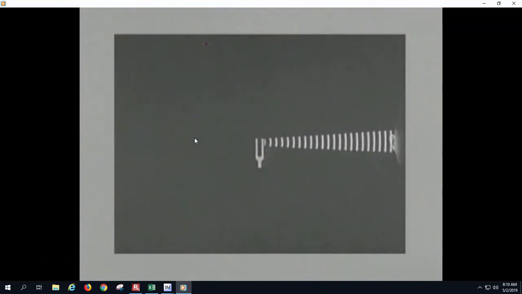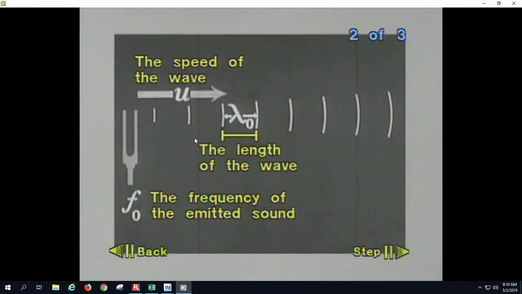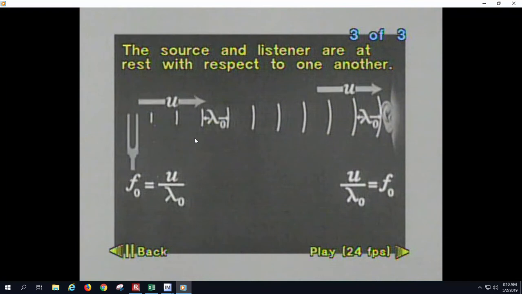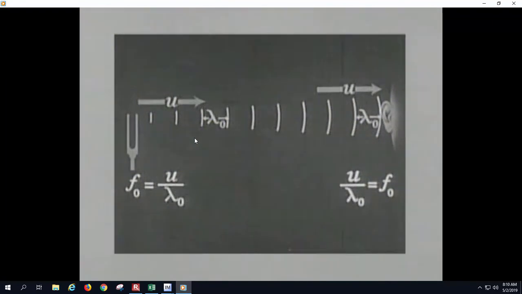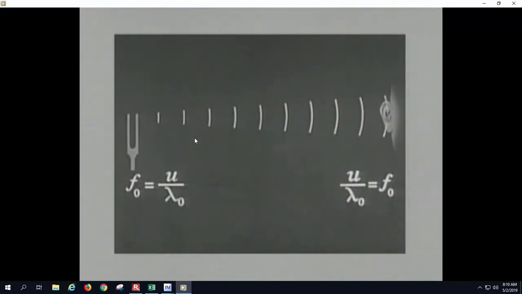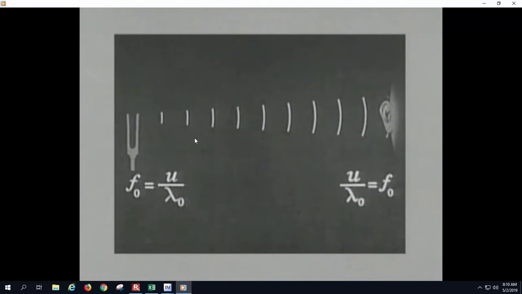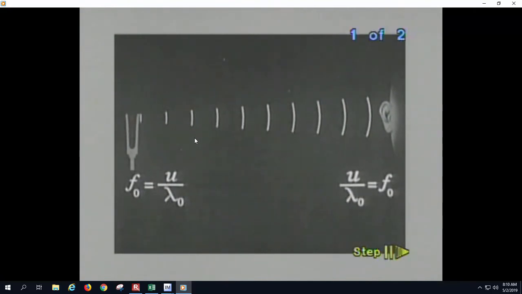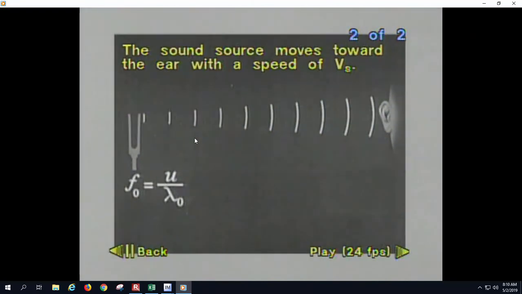That's just nothing's moving, right? The source is not moving, the observer's not moving. The rate at which waves are sent out by the source is the same as the rate at which they arrive at the ear. So if the tuning fork's 200 hertz, they're going to hear 200 hertz.